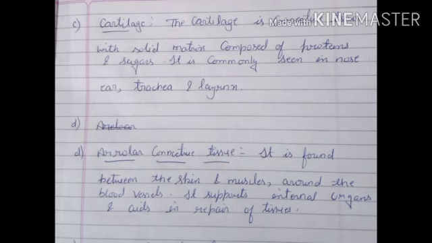Okay, next we have areolar connective tissue. It is found between the skin and muscles, around the blood vessels. It supports internal organs and aids in the repair of tissues. It repairs tissues and supports the internal organs that we have.